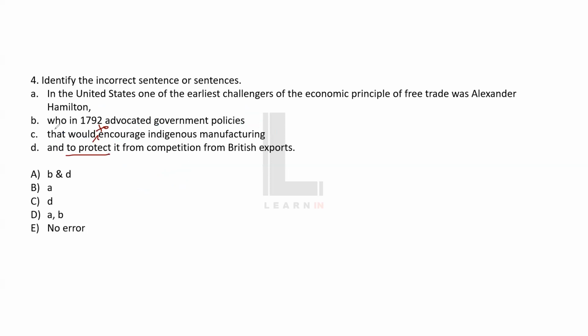यहाँ पे नहीं आएगा, right? Let us see the meaning of this. In the United States, one of the earliest challengers of free trade was Alexander Hamilton, who in 1972 advocated government policies. These government policies would encourage indigenous manufacturing and protect it. To protect it is really, really bad here. Okay?